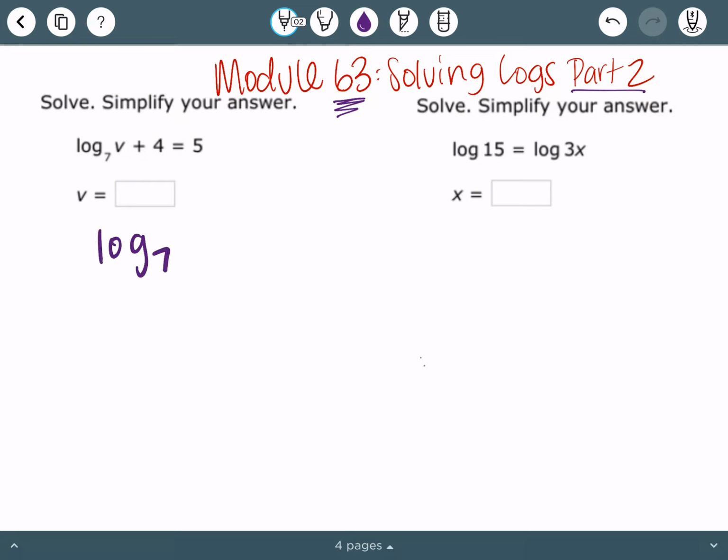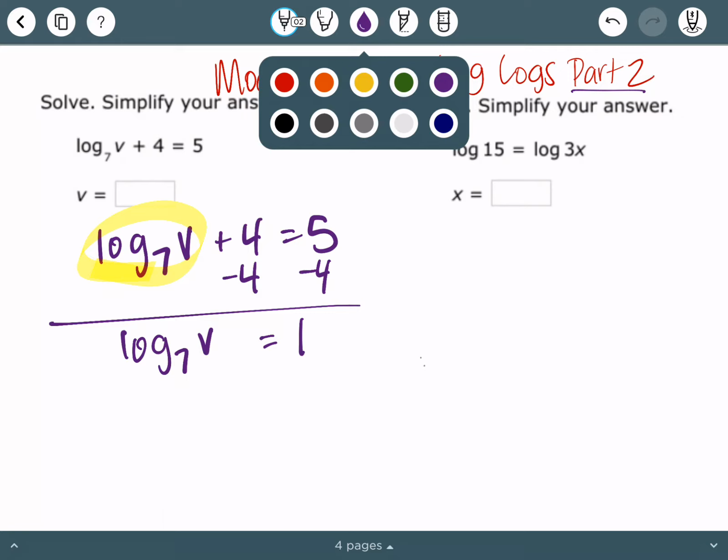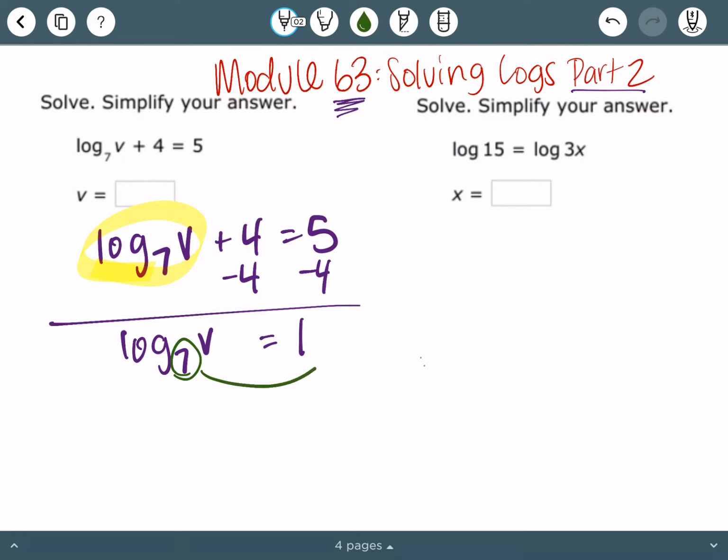So we have log base 7 of v plus 4 equals 5. As always, we want to isolate the log by itself. So I'm going to subtract 4 on both sides. It's going to give me log base 7 of v equals 1. I have my log by itself, so I can go ahead and do my loop-de-loop. 7 to the power of 1 equals v. See? 7 to the power of 1 equals v. 7 to the power of 1 is just 7, so v equals 7.